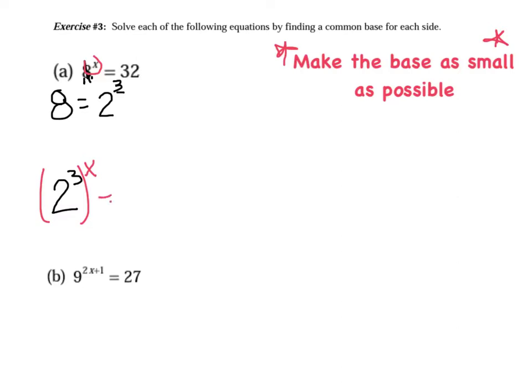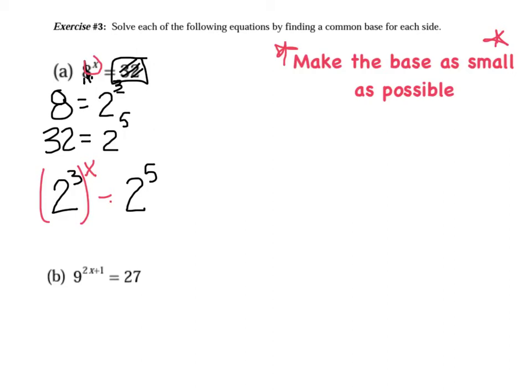equals. All right, now I have to do the same thing with the 32, and I need a common base, so I know I need my base to be 2. 2 to the what power is 32? Okay, 2 cubed is 8, 2 to the 4th is 16, 2 to the 5th is 32. So I'm going to replace 32 with 2 to the 5th. Okay, now I have my common bases.